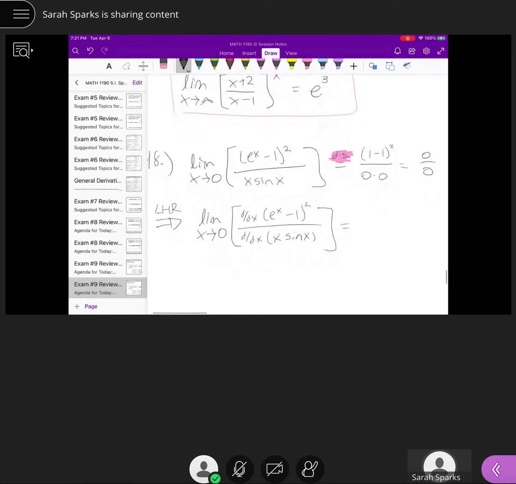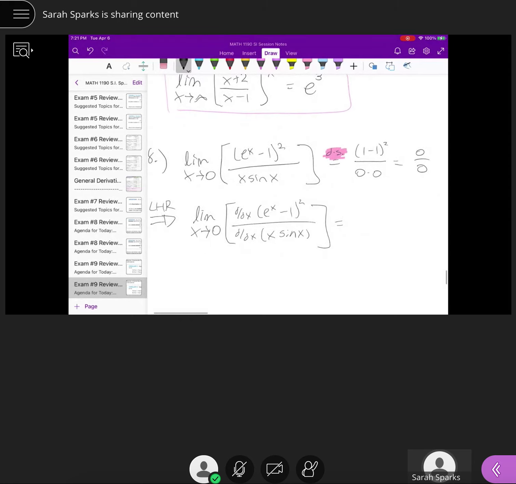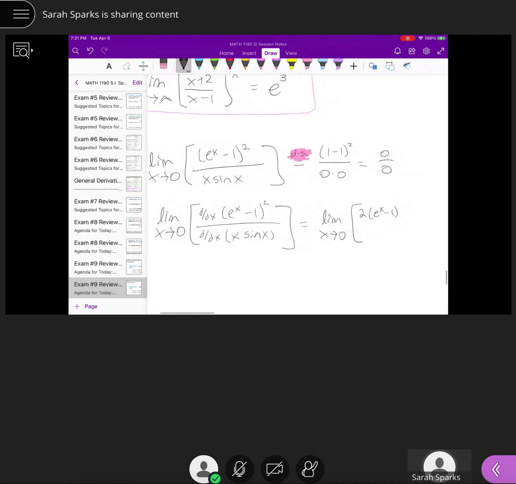So for that top part, we're going to have to use L'Hopital's rule. Or not L'Hopital's rule, we're going to have to use chain rule. So we're going to bring down that 2. Then we're going to have that e to the x minus 1, and then multiply by the derivative of e to the x minus 1. I don't want to write that out, but the derivative of the inside portion would just be e to the x, right?